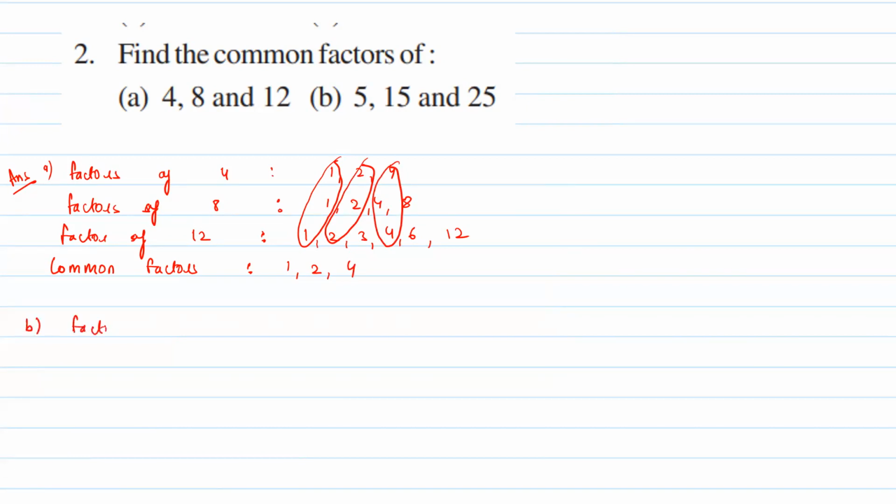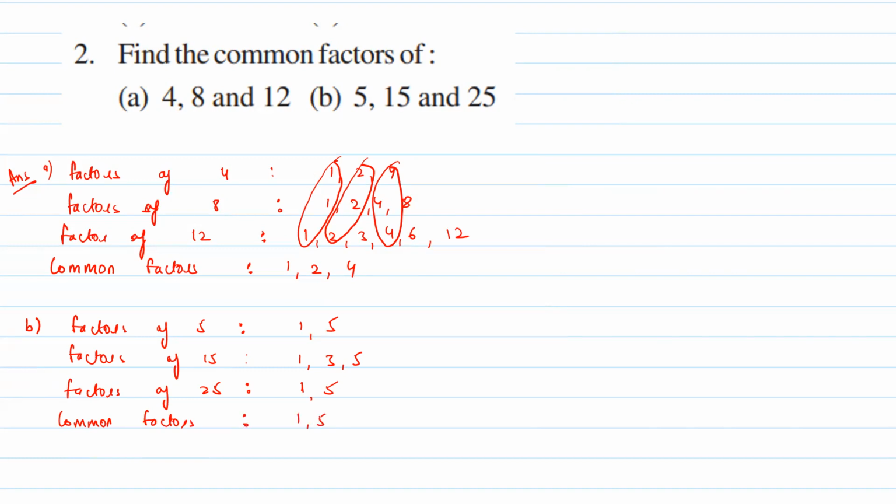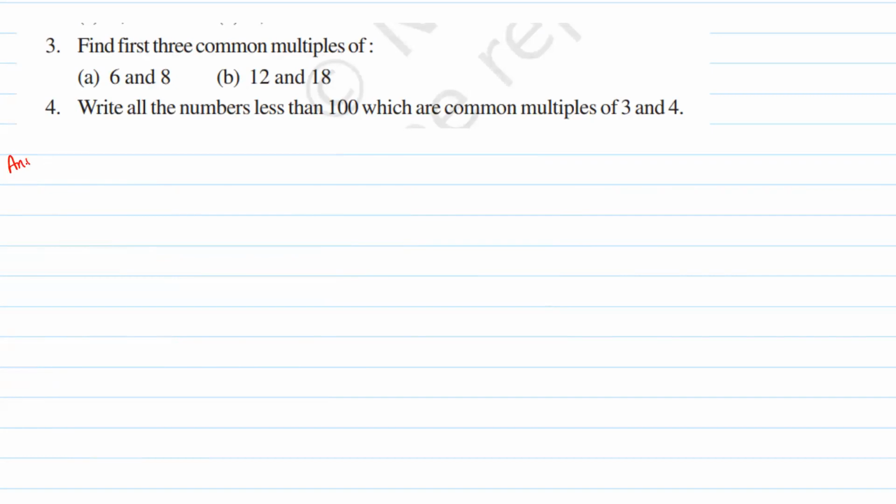B part, factors of 5. It is a prime number, so 1 and 5. Factors of 15: 1, 3, 5. Factors of 25: 1 and 5. So common factors, 1 and 5. Okay. Coming to the third, write first 3 common multiples.